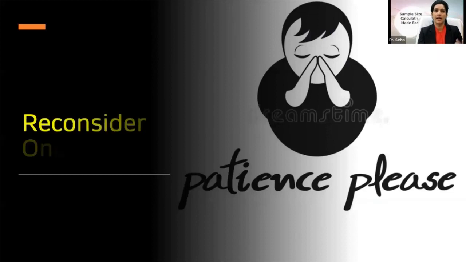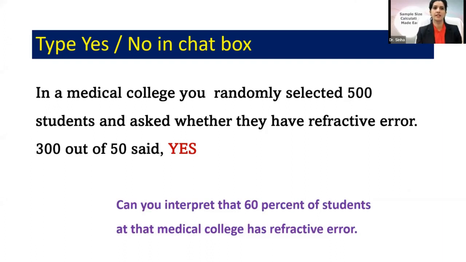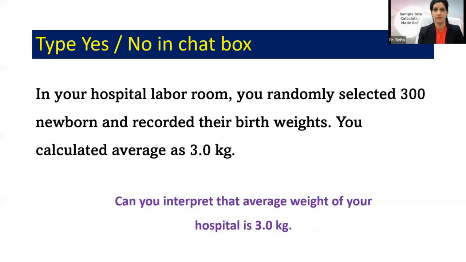Again, you have to answer the same questions once more. In this case you have only 2 options: yes or no. From that college, you have selected 300 students, and out of those, 180 said yes. Can you say that 60% of the students at that medical college have refractive error? By mistake it has been written 500. You have randomly selected 300, and 180 out of 300 said they have a refractive error.